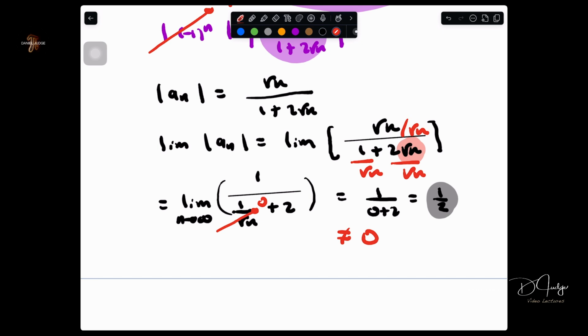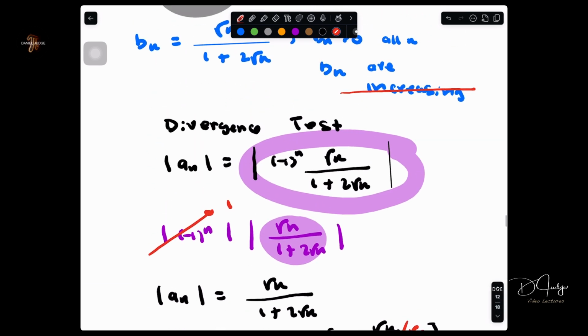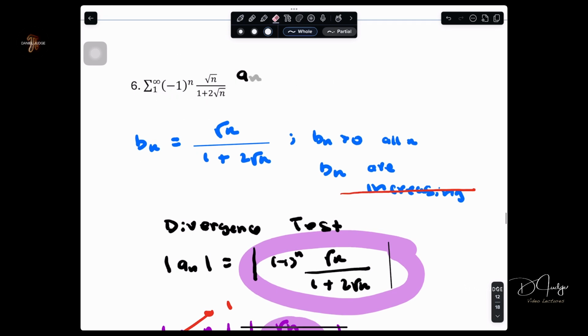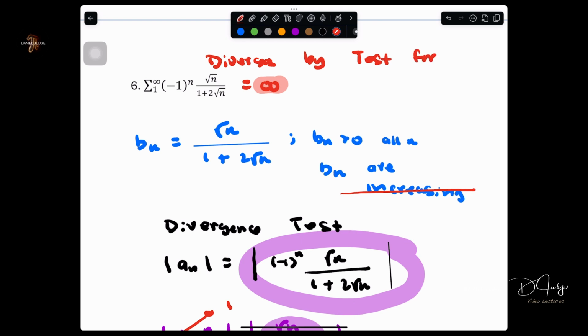So if the limit is not 0, then by the divergence test, this series diverges. So we have a divergent series here. It diverges by the test for divergence. Okay, there we go.